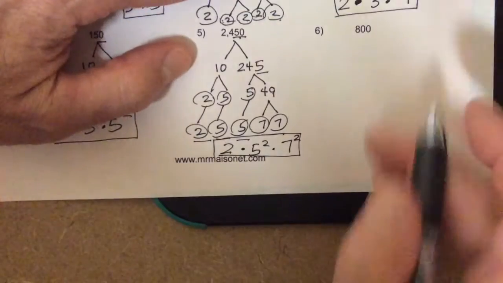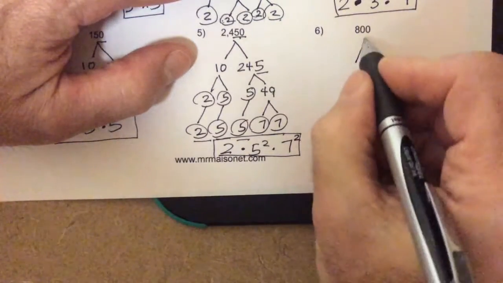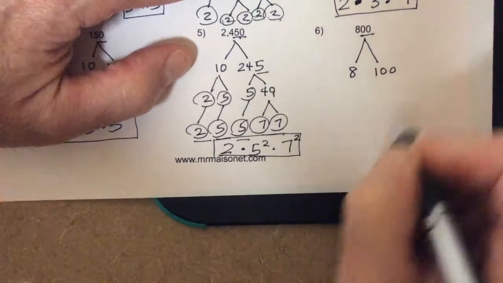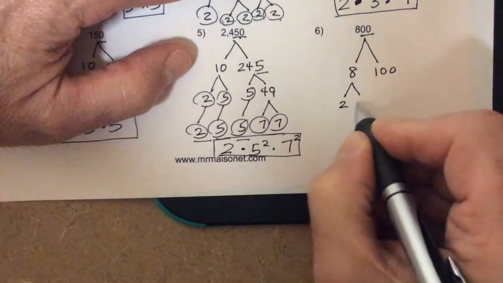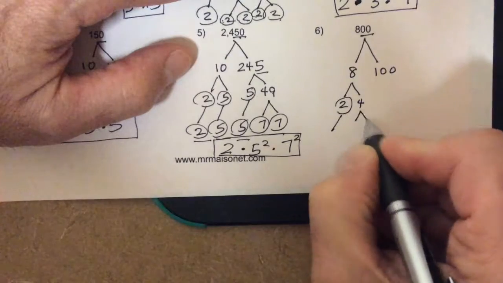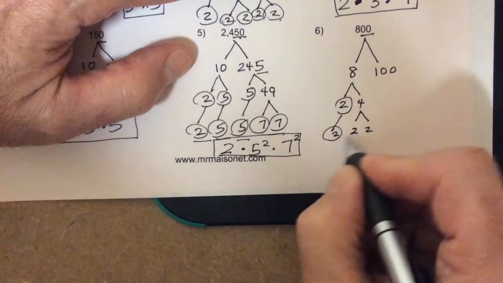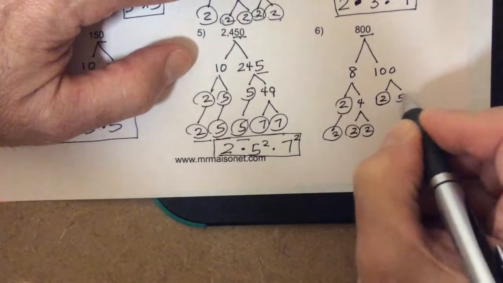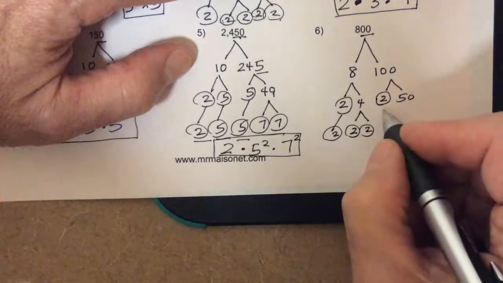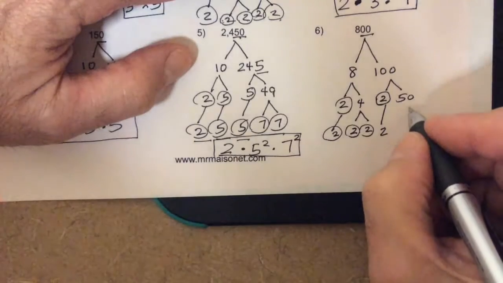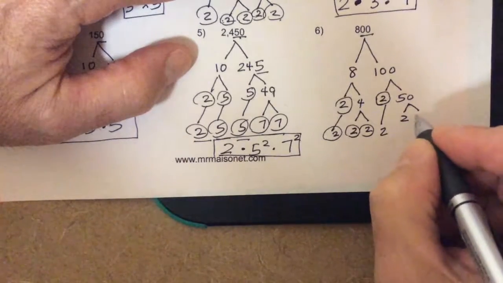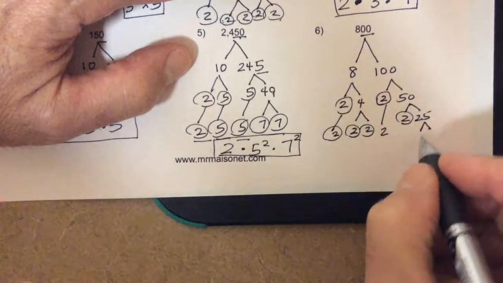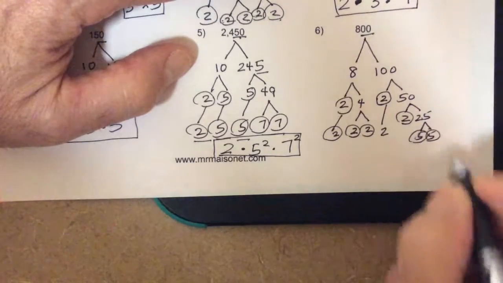Okay, last one on this side. Well, since it ends with 2 zeros, I bet 100 would work. 8 times 100. 8 is 2 times 4. 4 is 2 times 2. 2 times 50 is 100. 2 times 25 is 50. And then 5 times 5 is 25.